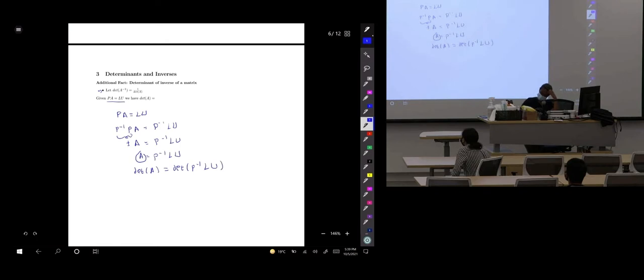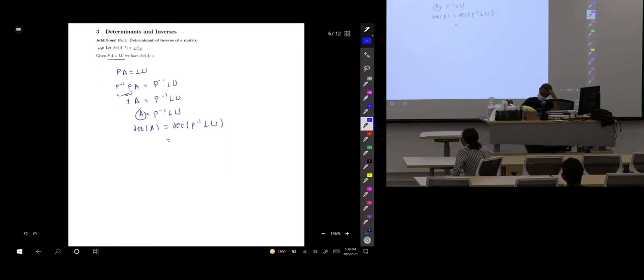And using the previous facts that we learned about the determinant of a product of matrices, we know that we can rewrite this as the determinant of P inverse times the determinant of L times the determinant of U. We can further simplify this using this fact right here, which gives us that the determinant of P inverse is 1 over the determinant of P. So this is the solution we get. Any questions so far?